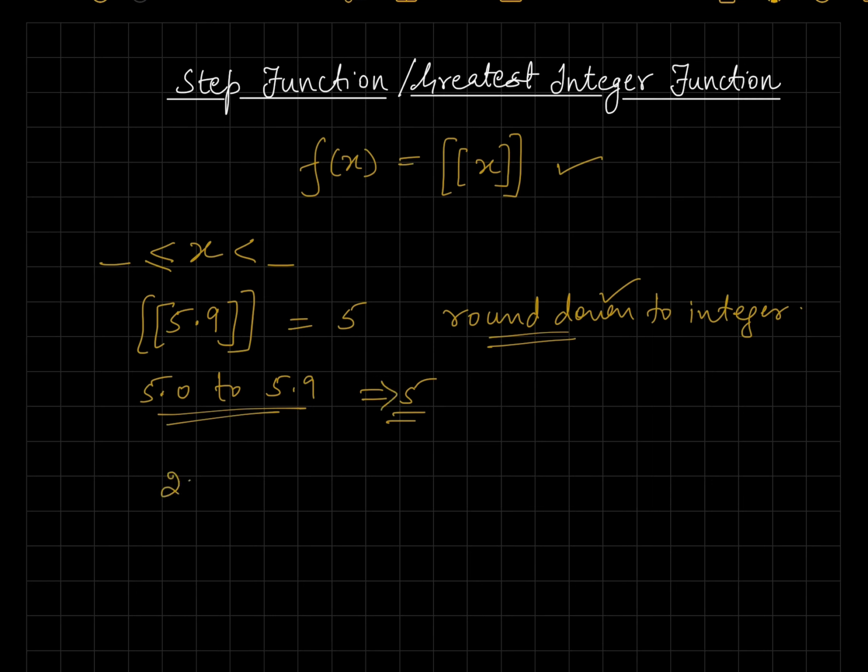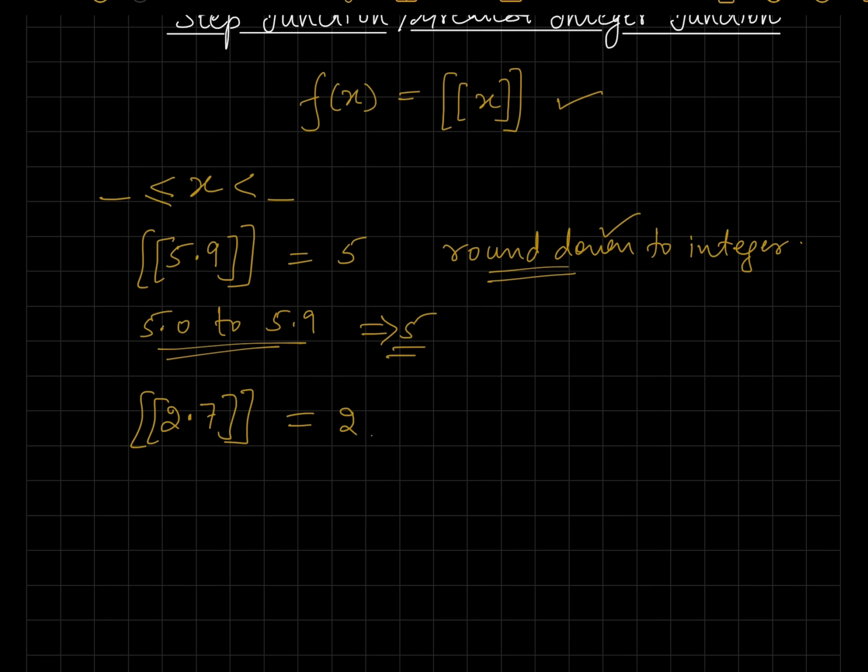If we have, say, 2.7, the greatest integer function value of 2.7 would be 2. It won't be 3, it would be 2, right? Now what if we have a negative value, say the greatest integer function of negative 3.8? This would be negative 4. It won't be negative 3. Why? Because negative 4 is less than negative 3, so we have to round down. Remember that for negative numbers.